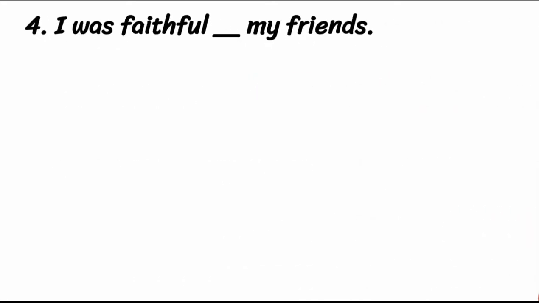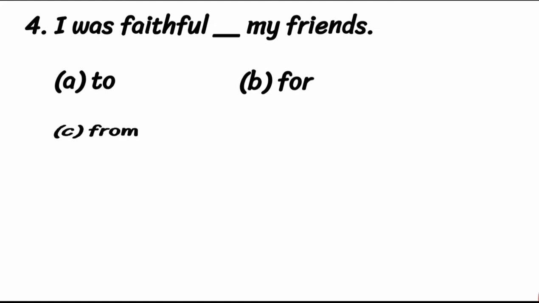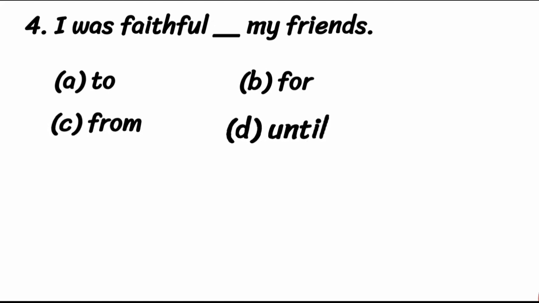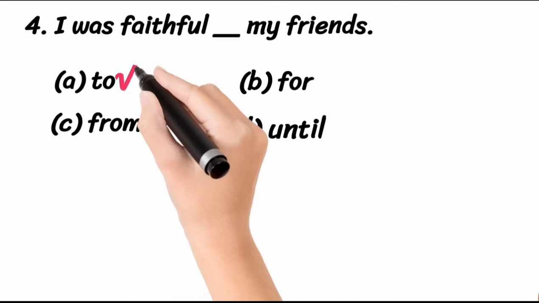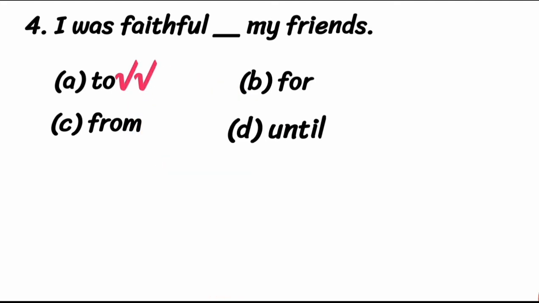Fourth is, I was faithful dash my friends. Option A to, option B for, option C from, option D until. So faithful is an adjective and here it takes preposition to. Option A is correct. I was faithful to my friends.